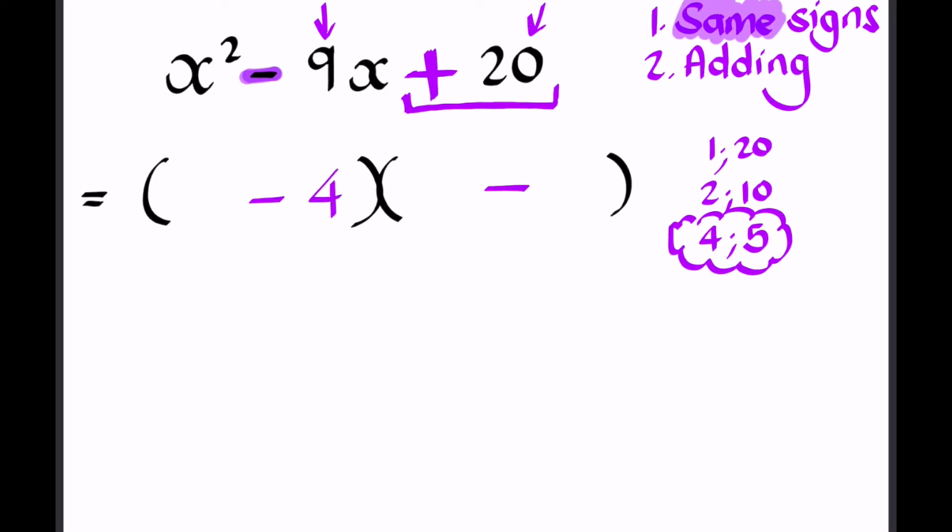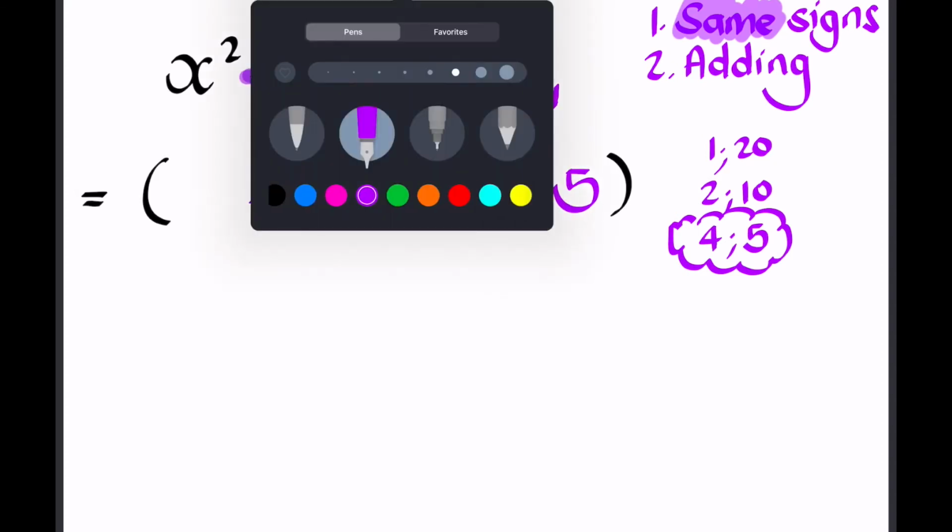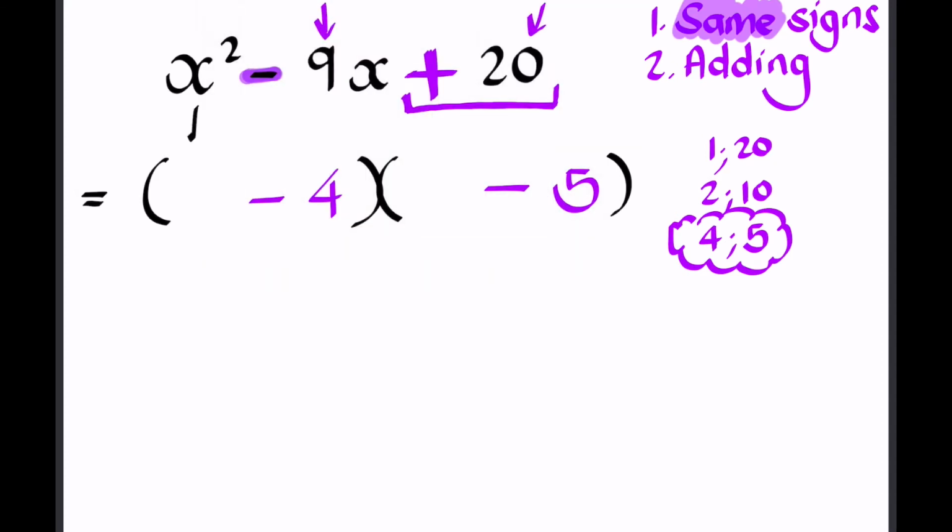So because the signs are the same, it doesn't matter which bracket I put it in. So the one bracket will be 4, the one bracket will be 5. This x will then go to the front of each of the brackets.